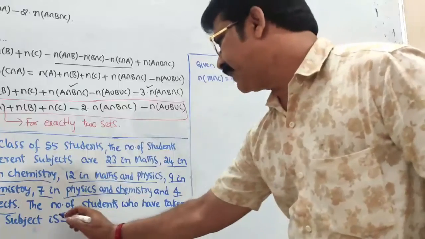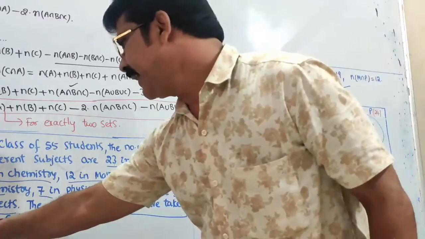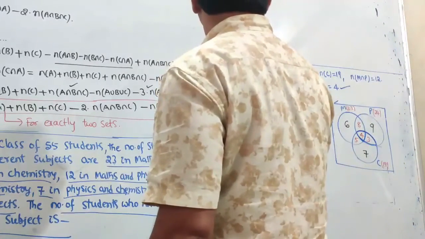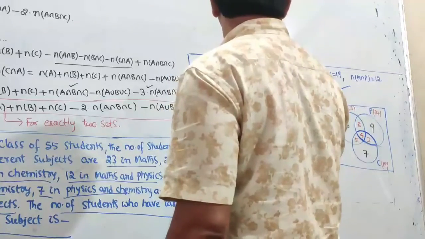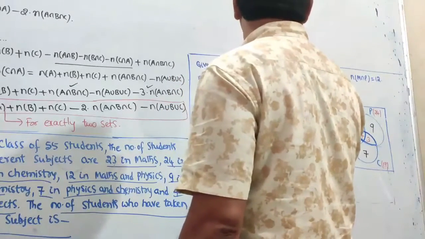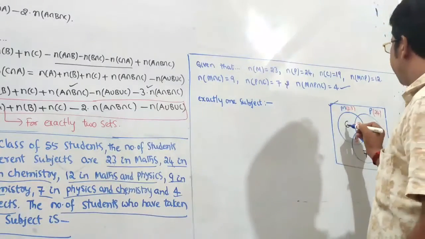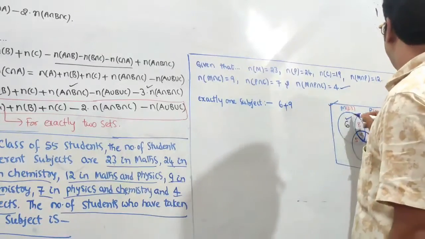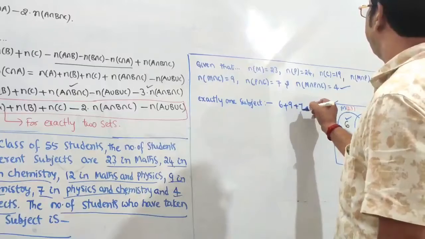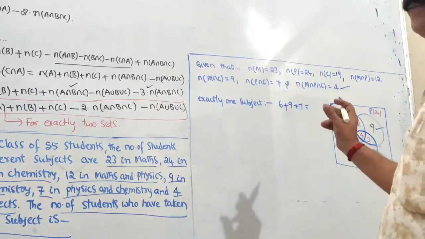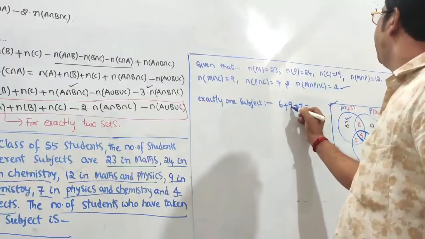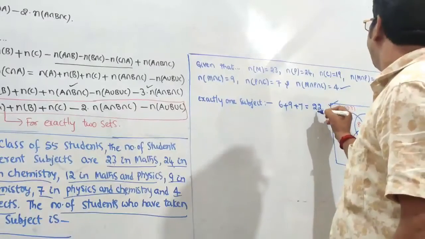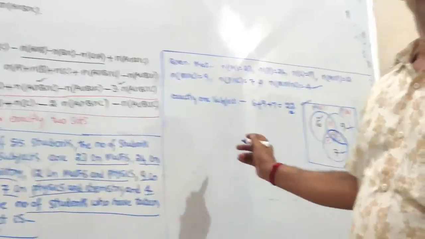What is the question? The number of students who have taken exactly one subject. Exactly one subject means it is 6 plus 9, this area 9, next 7. So this is exactly one set area. So 9, 7, 16, 22, total 22. Hence the problem. This is the first method.